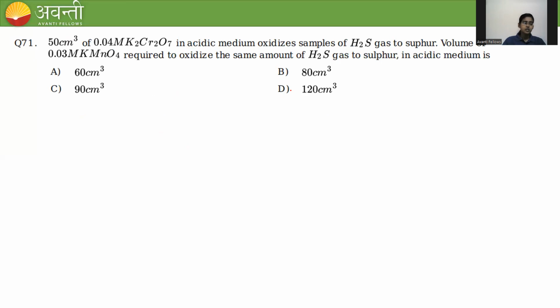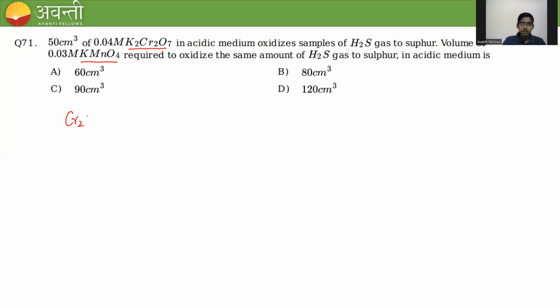Moving on to question number 71. 50 centimeter cube of 0.04 molar K2Cr2O7 in acidic medium oxidizes a sample of H2S gas to sulfur. The volume of 0.03 molar KMnO4 required to oxidize the same amount of H2S gas to sulfur in acidic medium is? So now, both K2Cr2O7 and KMnO4 are good oxidizing agents. Okay, both are good oxidizing agents.